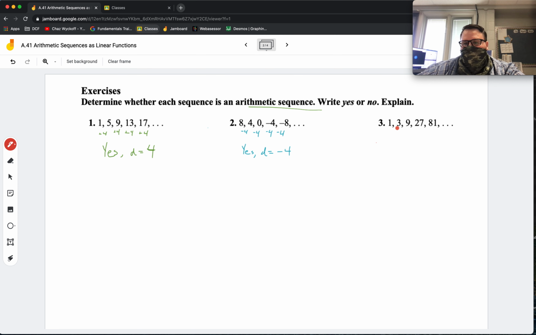Number 3, 1 to get to 3, I add 2. So this is plus 2. But then to get from 3 to 9, I had to add 6. So they're already different, so the answer is no. And we'll just leave that.